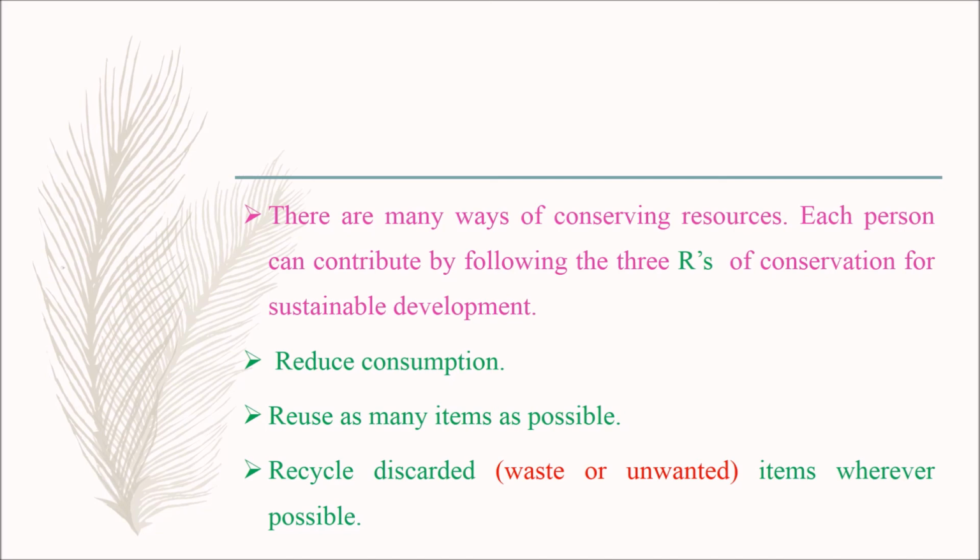Each person can contribute by following the 3 R's of conservation for sustainable development. The first R is reduce consumption. The second R is reuse as many items as possible. And the third R is recycle discarded items. Here discarded means waste or unwanted items. So recycle waste or unwanted items wherever possible.